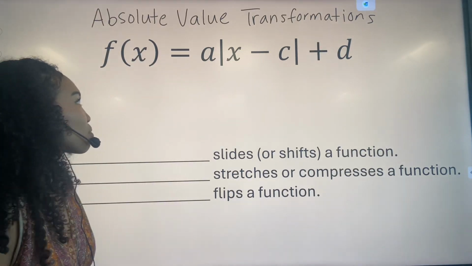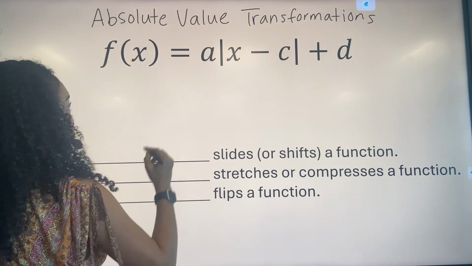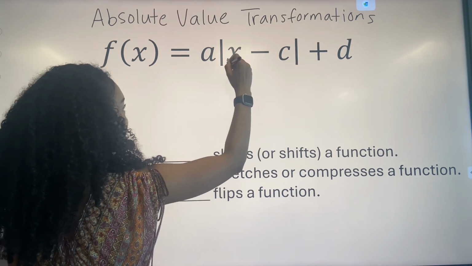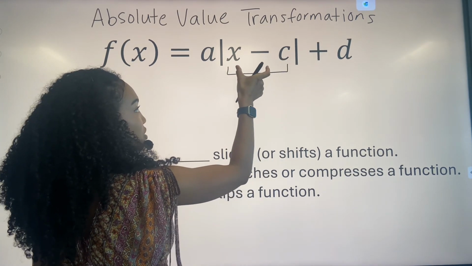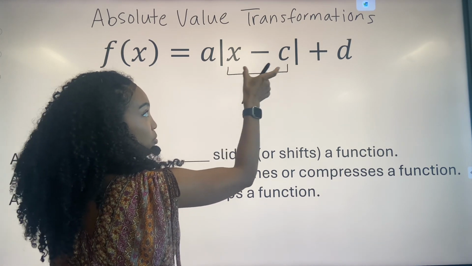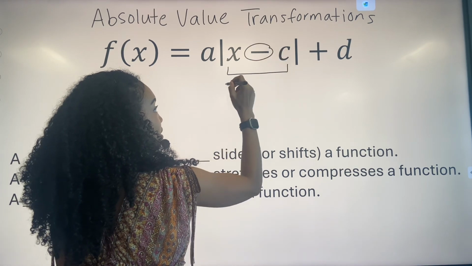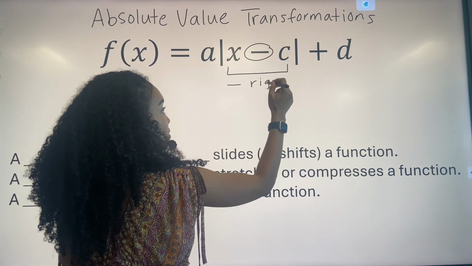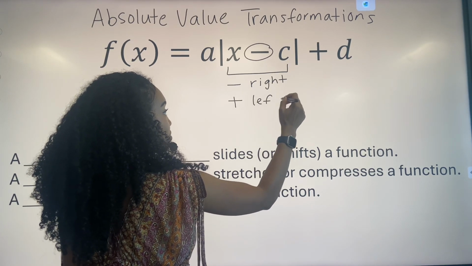Okay, so guys, today we're going to be doing absolute value transformations. Let's talk about the different parts you're going to see. Inside of the absolute value bars will determine the direction X. So either it's going to go left or right. That is the X direction. So if you have a minus sign, it'll go to the right. And if you have a plus sign, it will go to the left.